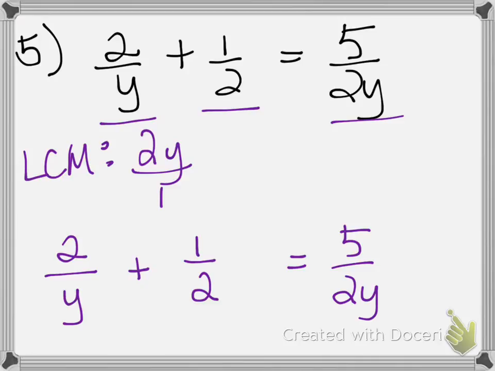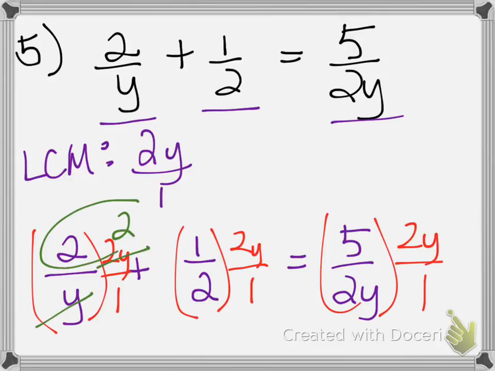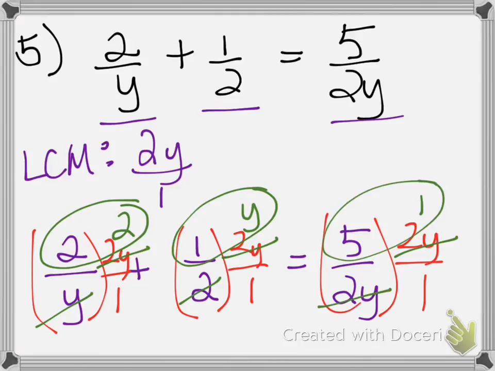So I need to go ahead and put in that 2y over 1. I get 2y over 1 and 2y over 1. So now let's diagonally reduce here. So the y and the 2y eliminate to just get a 2. The 2 and the 2y eliminate to just get a y, and the 2y and 2y eliminate to just get a 1. So then I end up with 2 times 2, which is 4, plus 1 times y, which is y, equals 5 times 1, which is 5.